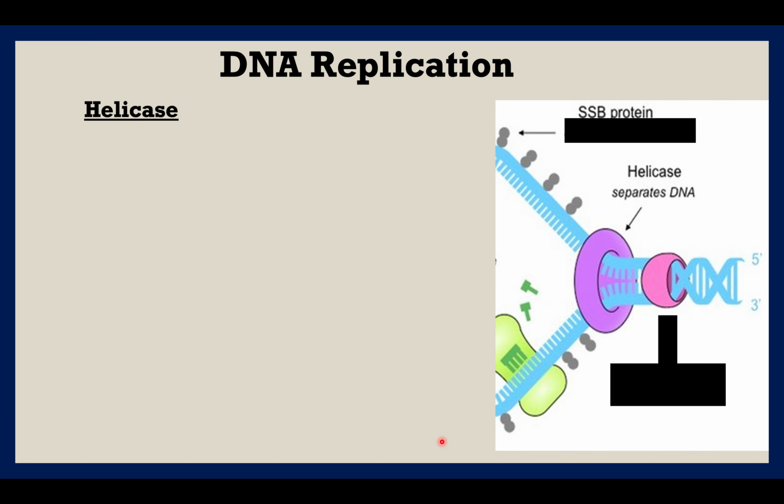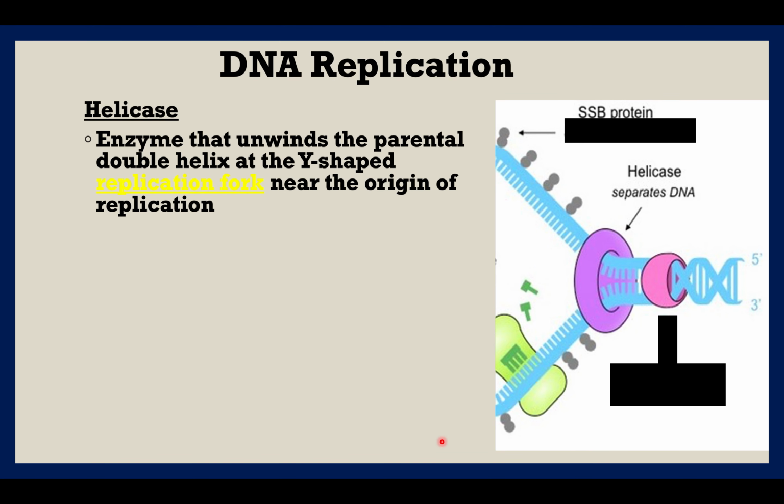Hold on. So the first step, as we said before, is going to be to unwind the DNA. And this is going to happen by the enzyme helicase. This is the enzyme that unwinds the parental double helix at the Y-shaped replication fork, near the origin of replication. What do we mean by the Y-shaped replication fork? It's this portion right here. This is the Y-shaped. If you look at it, it looks like a Y, yeah? This is the replication fork.